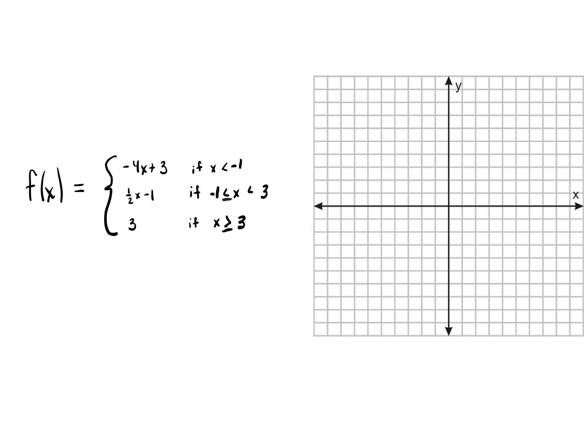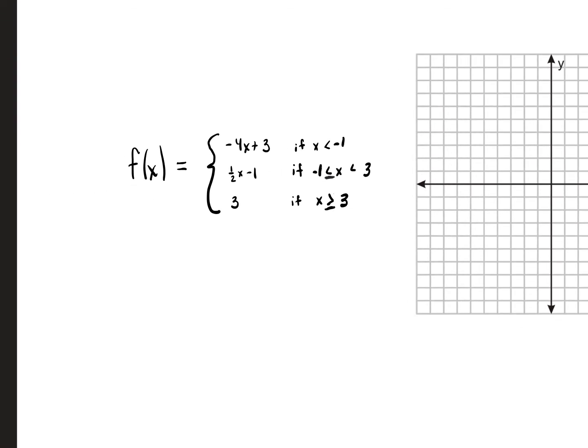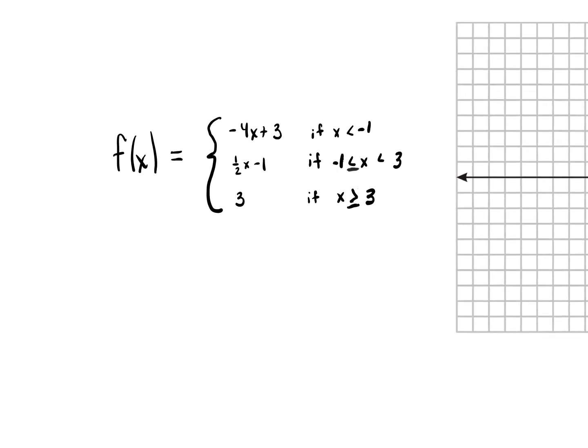That's your y value for any x value that's greater than or equal to 3. Okay, so if we do function tables, we're going to start with the first one. You're going to have your x values. You're going to have the negative 4x plus 3, and you'll find for y. Your x values, it tells you that x is less than negative 1. So start at negative 1, go less than negative 1.